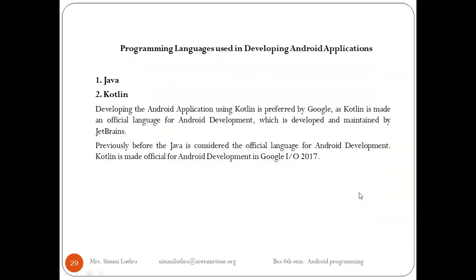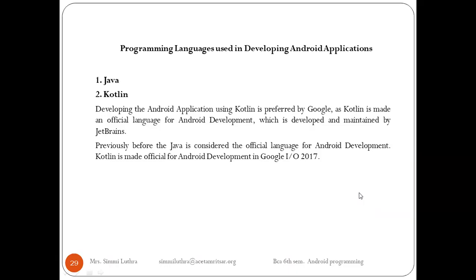Next topic is programming languages used in developing Android apps. For developing Android apps, we have two programming languages. First is Java and second language is Kotlin. Developing Android applications using Kotlin is preferred by Google, as Kotlin was made an official language for Android development, and it is developed and maintained by JetBrains.